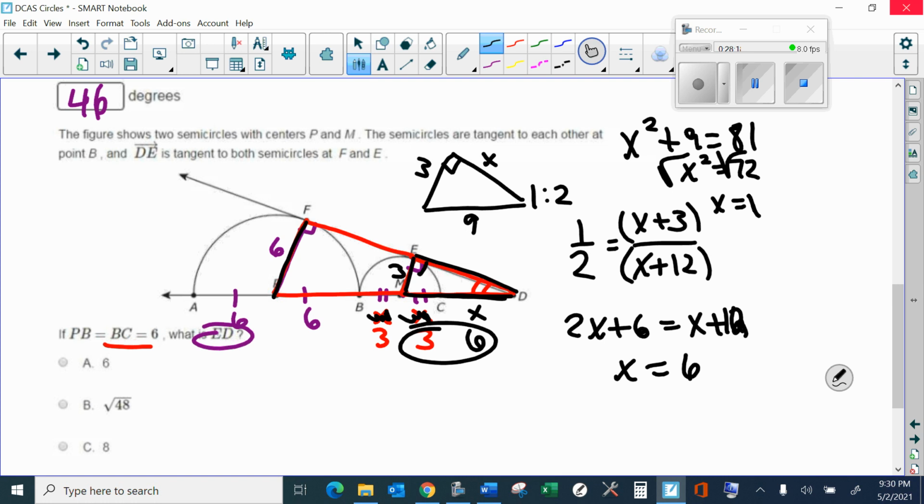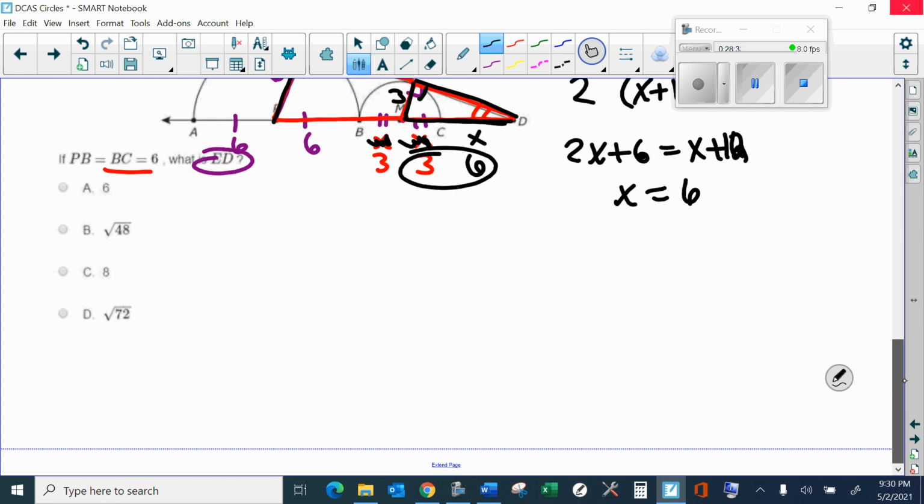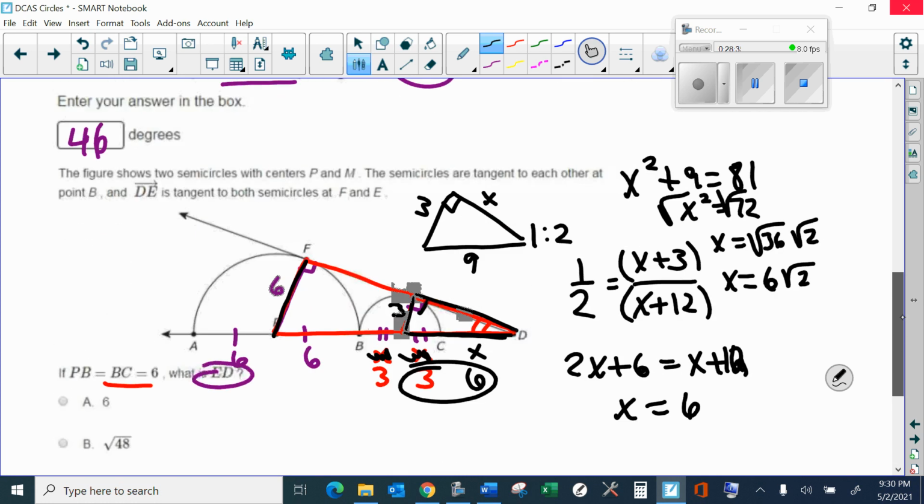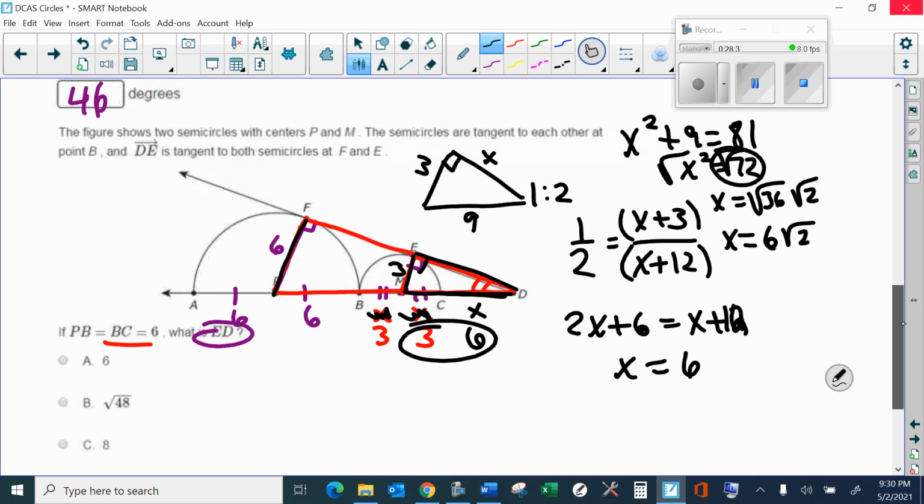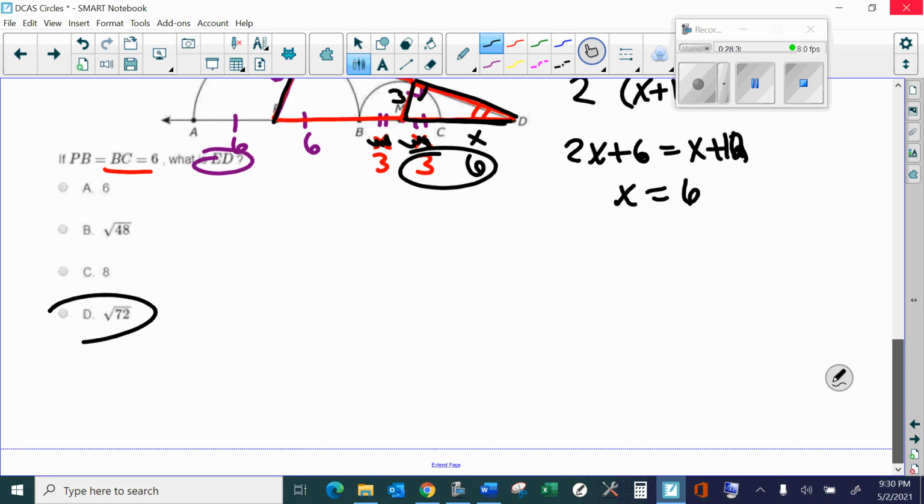X equals square root of 36 times the square root of 2. Remember, I taught you to take half that number to begin with. This is not a perfect square. It's 36. That is a perfect square. And so the exact answer is 6 root 2. Oh, square root of 72. They went ahead and left it as square root of 72. You didn't have to reduce that.